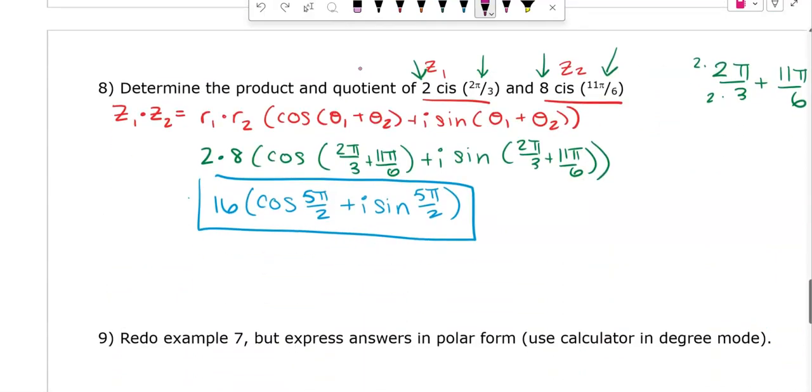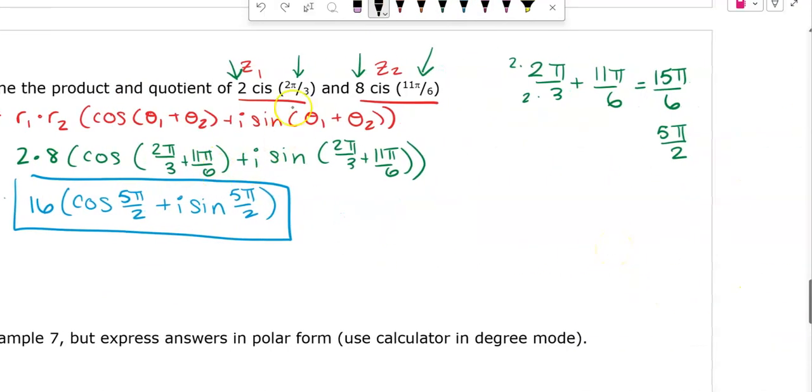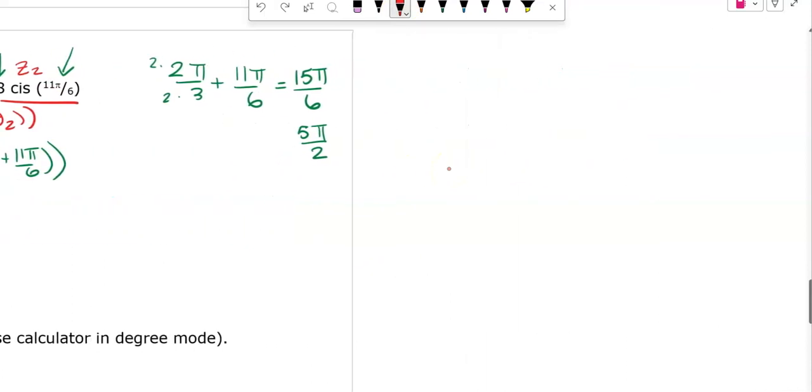Okay. Let me go ahead and finish number 8 here and do this as it also wants us to find the quotient. So I found the product. Let's find the quotient. So let's do Z1 divided by Z2. Okay. So if I do Z1 divided by Z2, let me do it off to the side here.